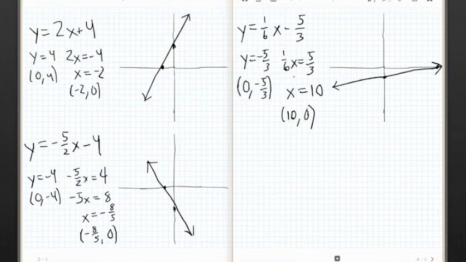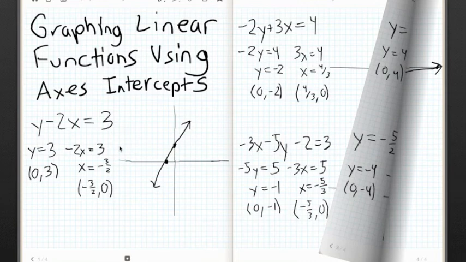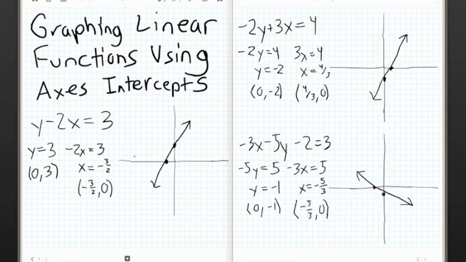So anyway, this is probably not a method you're going to use often, but it's worth showing you as a faster way to get a general sketch, where you set x equal to 0 to find your y-intercept, and you set y equal to 0 to find your x-intercept.